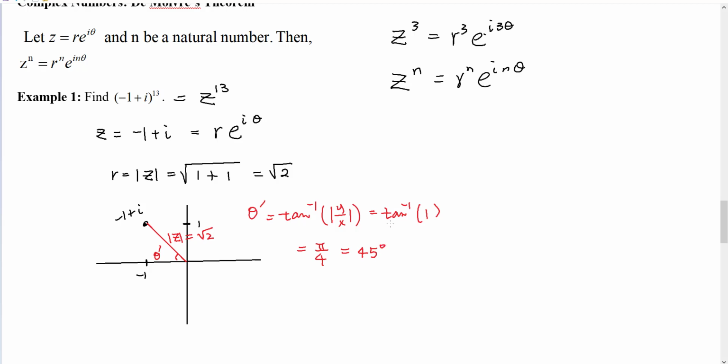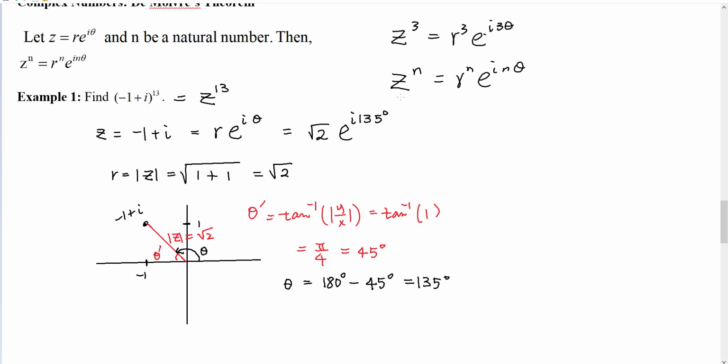The actual angle that you're looking for is 180 degrees minus the reference angle, or pi minus the reference angle. So in degree measure it's 180 degrees minus 45 degrees, which is 135 degrees. And so this complex number, -1 + i in rectangular form, can be changed into the square root of 2 times e to the i, angle 135 degrees. Now that's not the end.